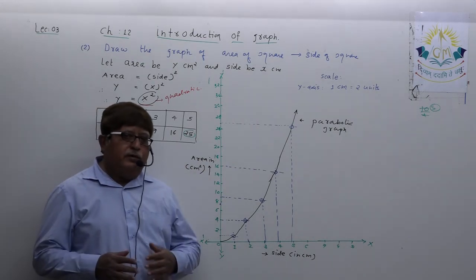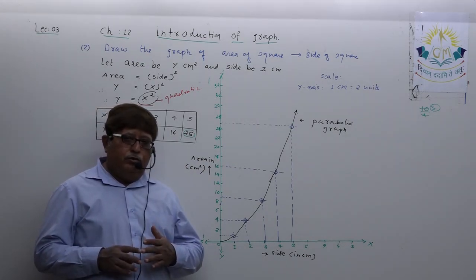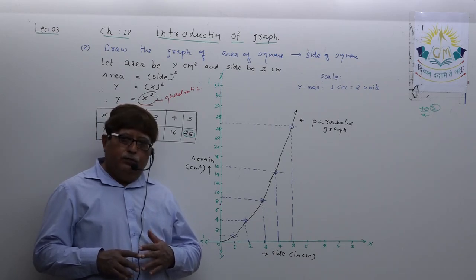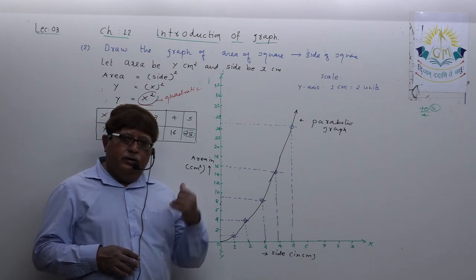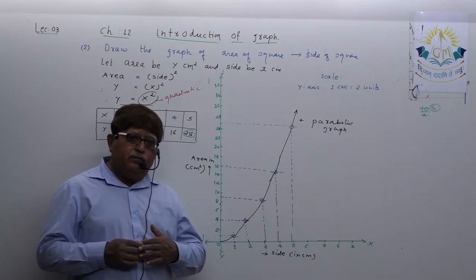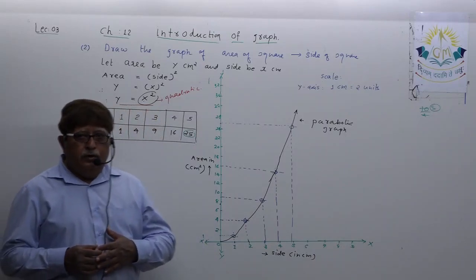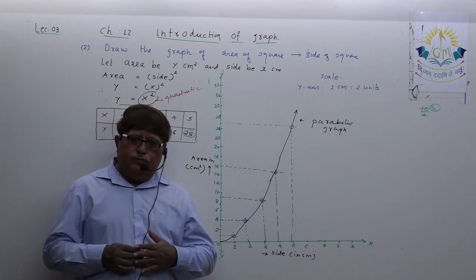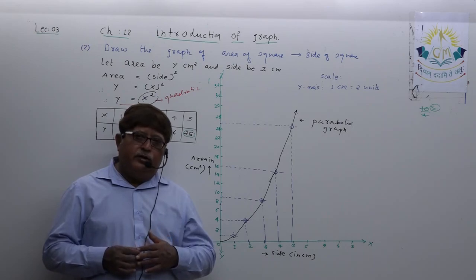So in today's lecture, dear student, we have understood two types of graph: one area of rectangle and one area of square. A few more graphs we will practice in the next lecture. So practice graphs thoroughly and understand the scale in detail.